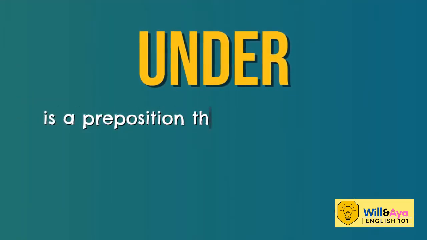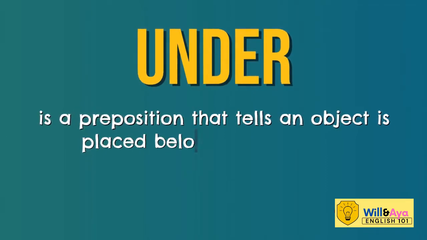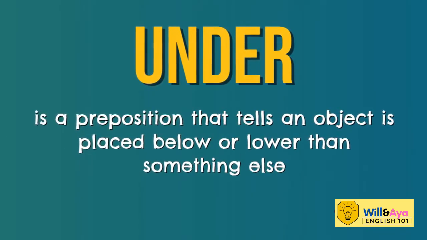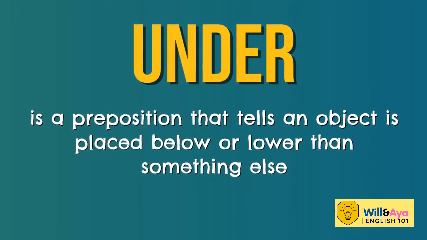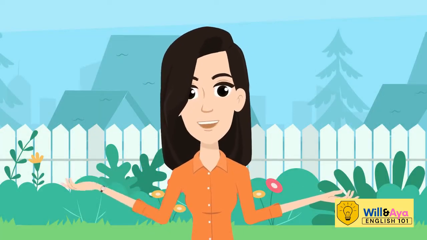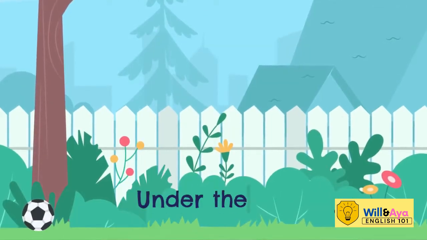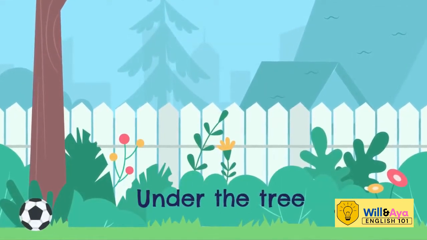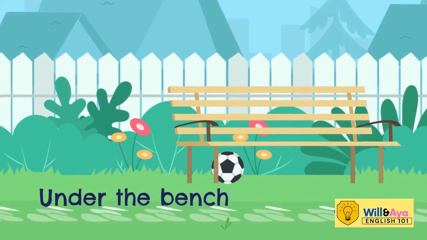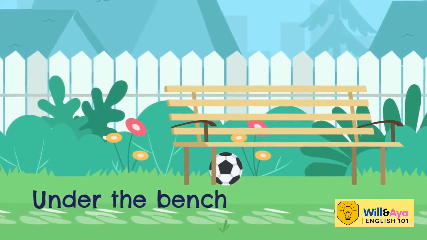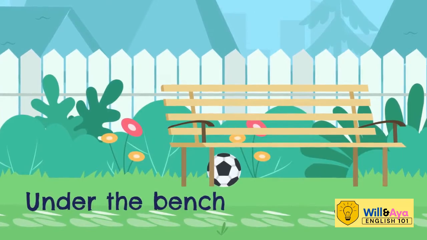Under is a preposition that tells an object is placed below or lower than something else, often so that one thing covers the other, like under the tree and under the bench. That makes sense, Teacher Aya.